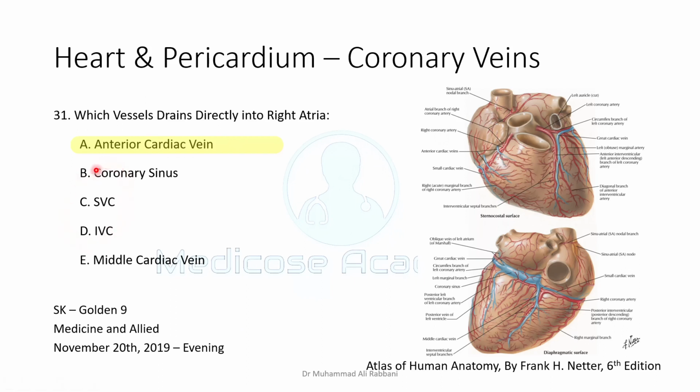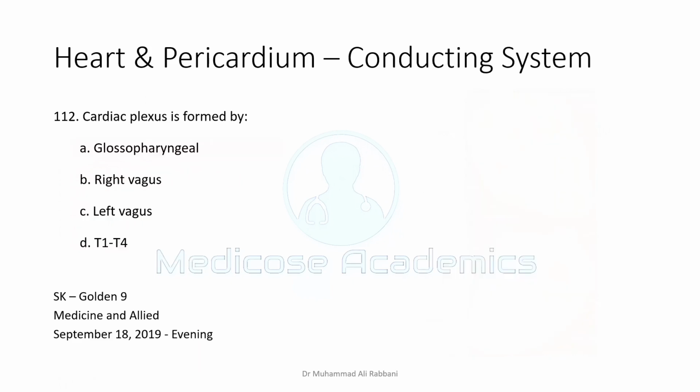These are not very good distractors actually. The coronary sinus does open directly, the superior vena cava opens directly, and the inferior vena cava opens directly. So again, this is a question that needs to be reformulated a little, but still you get the idea of which vessels drain directly into the right atrium. They are basically asking about the coronary circulation, so go ahead for the anterior cardiac vein. I hope you will have strong distractors in your main exam.